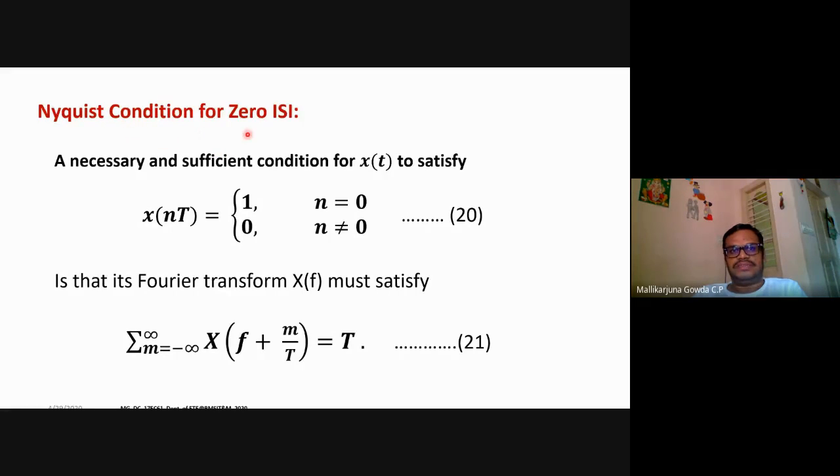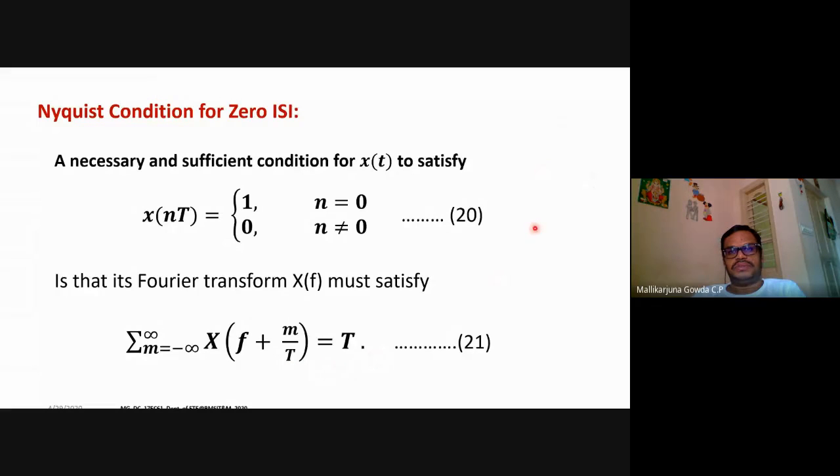So in other words, this is the Nyquist condition for zero intersymbol interference. This is the necessary and sufficient condition that the pulse x(t) should satisfy. What is that? x(nT) is equal to 1 when n equals 0, and it is 0 when n is not equal to 0. To express it in the frequency domain, x(t) is a pulse in the time domain, so capital X(f) is its Fourier transform. That must satisfy this equation: the summation over m from minus infinity to infinity of X(f + m/T) is equal to capital T. This is what I have written in discrete form.